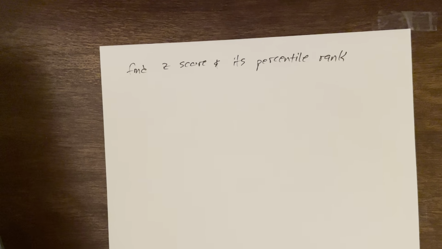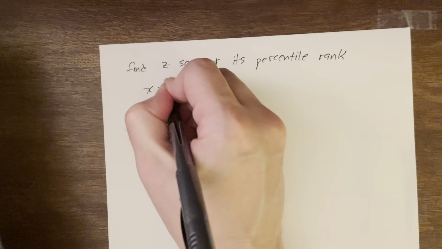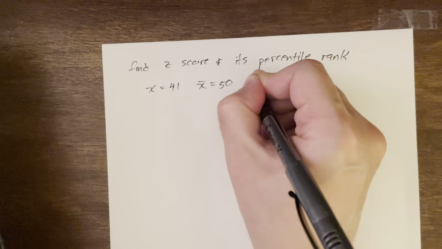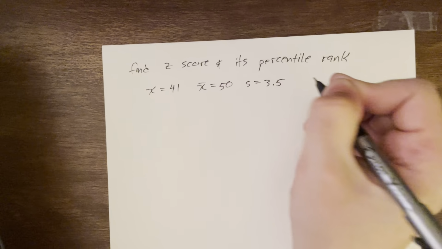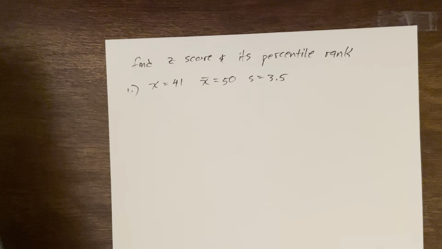So I'm just going to give us some information. X is 41, X bar is 50, S is 3.5. Just so we can get used to the computation and using the chart.